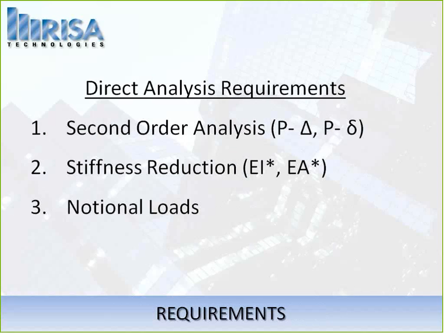Now, the direct analysis method requires three things of your structure in order to guarantee its stability. Number one is that you need to do a full second-order analysis. That second-order analysis means accounting for P large delta effects and P small delta effects, and we'll get into in a moment what that exactly means. The second is that you need to account for a stiffness reduction in your members, that is the EI* and EA* respectively. And the third is that you need to apply notional loads to your structure.